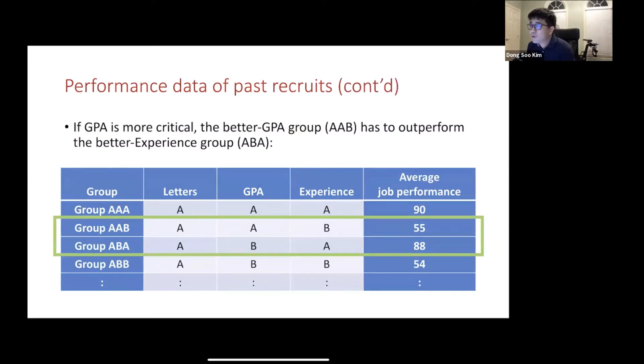If GPA is more critical, the better GPA group has to outperform the better experience group. So you compare the average job performance score between group AAB, the better GPA group, and group ABA, the better experience group. But as in the table, the result is reversed. Group ABA outperformed group AAB.